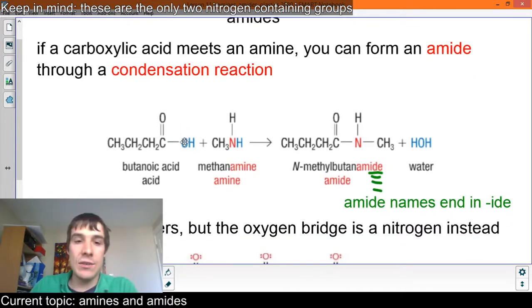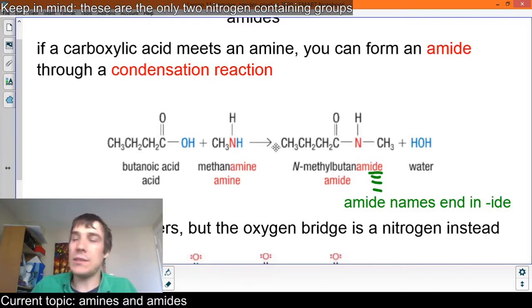This hydroxide is going to go, and this blue hydrogen is going to relieve the nitrogen. So remember, condensation is going to get rid of water. There's the water going away, but the bridge now is a nitrogen bridge. So you can think of an amide as like an ester, but with a nitrogen bridge instead of an oxygen bridge. So it's a nitrogen, and then the double bond to oxygen from the carbon still exists.